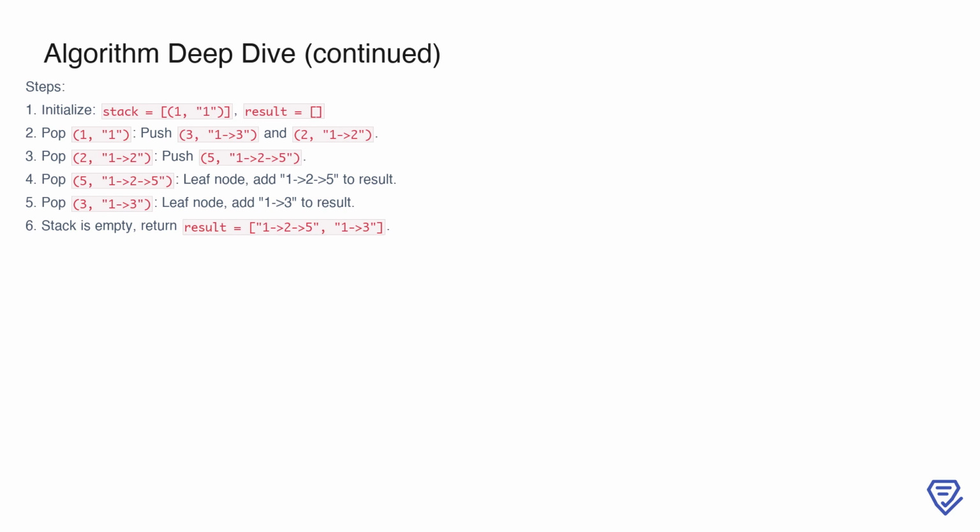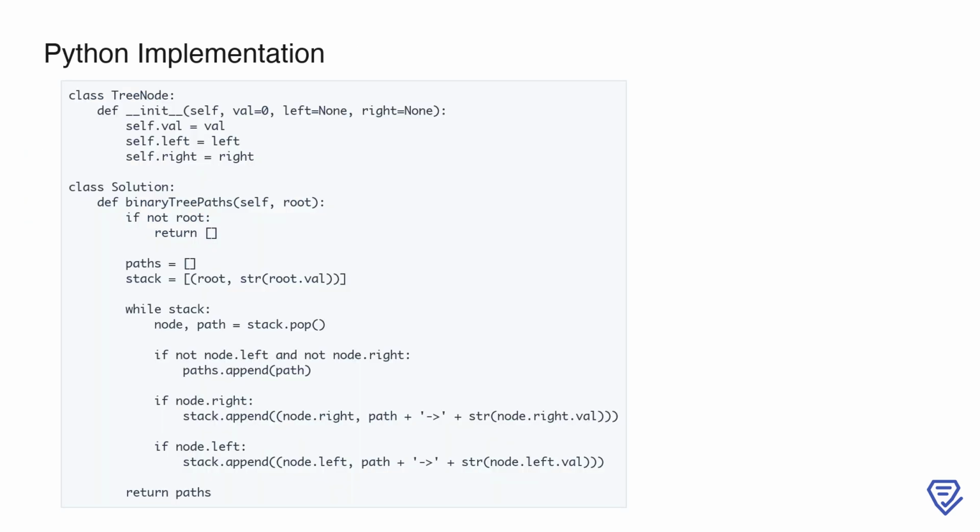When we pop node 5, we find it's a leaf, so we add 1->2->5 to the result. Then, we pop node 3, which is also a leaf, and add 1->3 to the result. With the stack empty, we return the result list [1->2->5, 1->3]. This example demonstrates the algorithm in action, clearly showing how we traverse the tree and build the result step by step. This Python solution implements the iterative depth-first search (DFS) approach to solve LeetCode problem number 257, Binary Tree Paths.